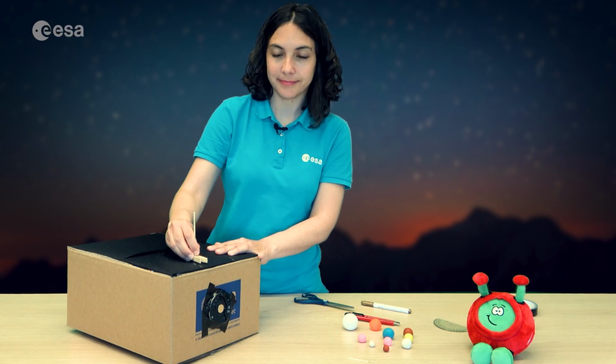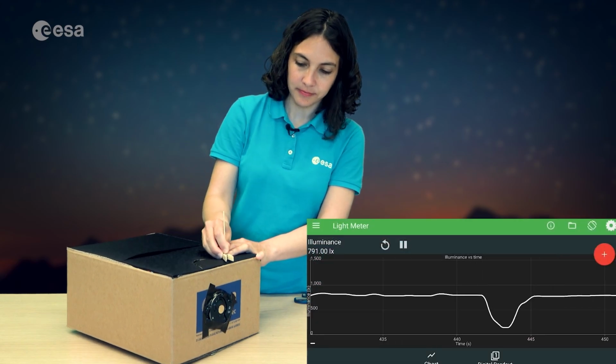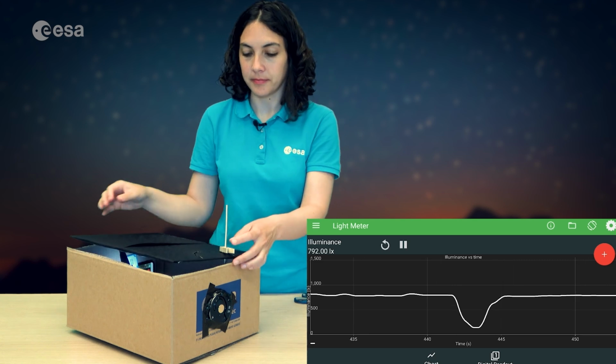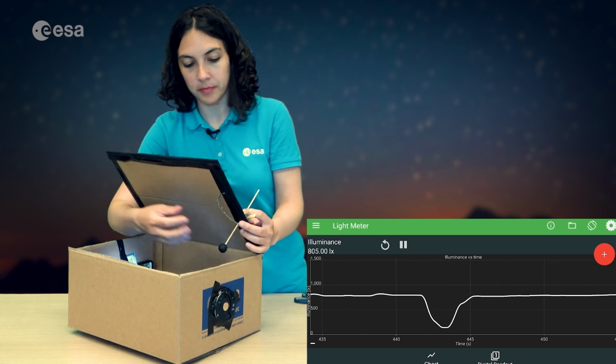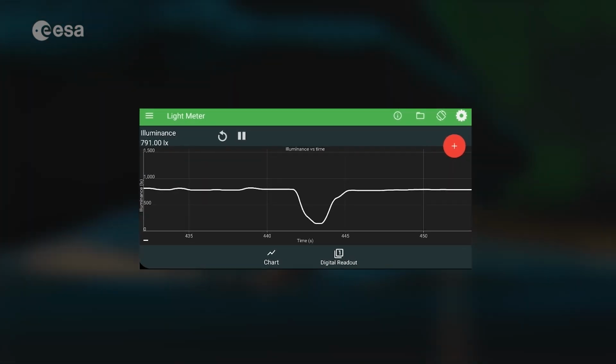Move the exoplanet along the path back and forth a few times to simulate the exoplanet transiting in front of a star. Observe the data in the detector. Now you're ready to be a space scientist and analyze the light sensor's data.